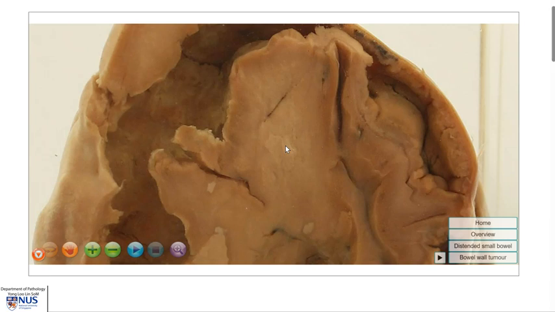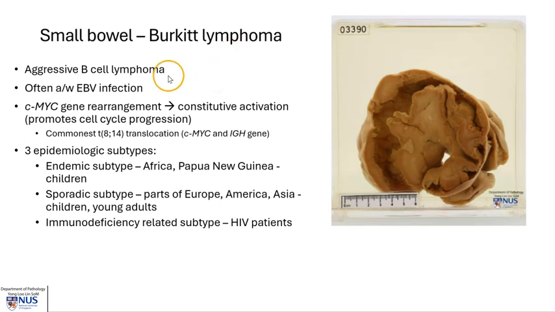Let's learn a bit more about Burkitt lymphoma of the small bowel. Burkitt lymphoma is an aggressive B-cell lymphoma. It is a non-Hodgkin lymphoma that is often associated with EBV infection, and in most cases there is constitutive activation of the proto-oncogene c-MYC due to a rearrangement, and this therefore promotes cell cycle progression. The commonest rearrangement is a translocation between chromosomes 8 and 14, where the IGH gene is juxtaposed to the c-MYC, therefore upregulating c-MYC. There are three epidemiologic subtypes of Burkitt lymphoma.